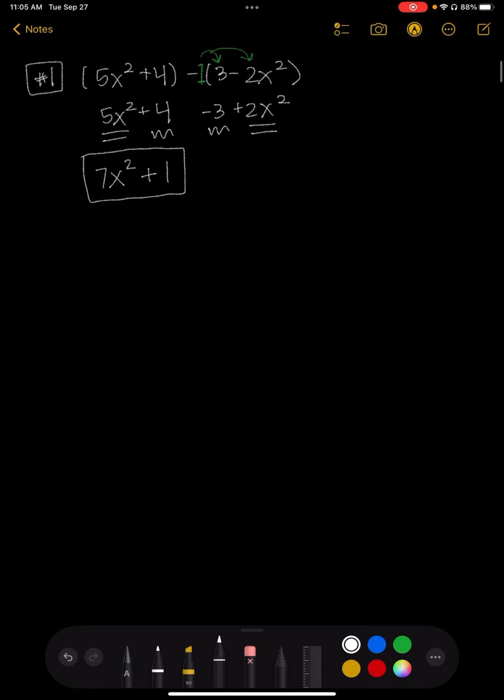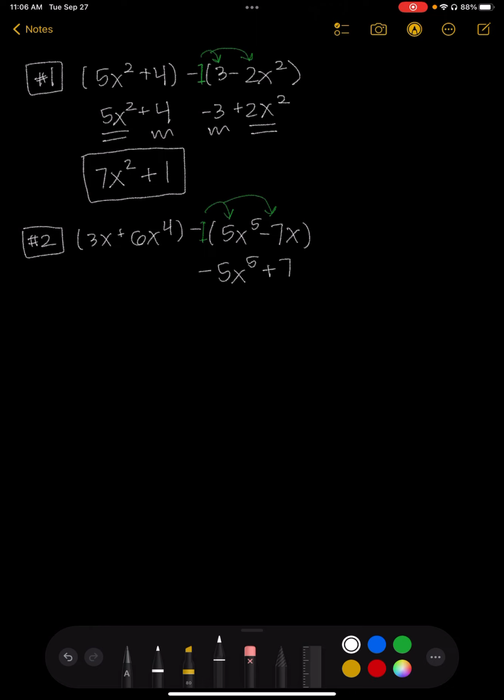All right, let's go through another example. So the next example is (3x + 6x to the 4th) minus (5x to the 5th - 7x). Okay, once again, we're going to treat it as if this negative is a -1 because that's what it really is. And then we're going to distribute the -1 into the second set of parentheses. When we do that, all that happens is that the sign switches. So the 5x to the 5th becomes -5x to the 5th, and then -7x becomes +7x. Because the -1 was only distributed across the second set of parentheses, the first set of parentheses we just rewrite without the parentheses.